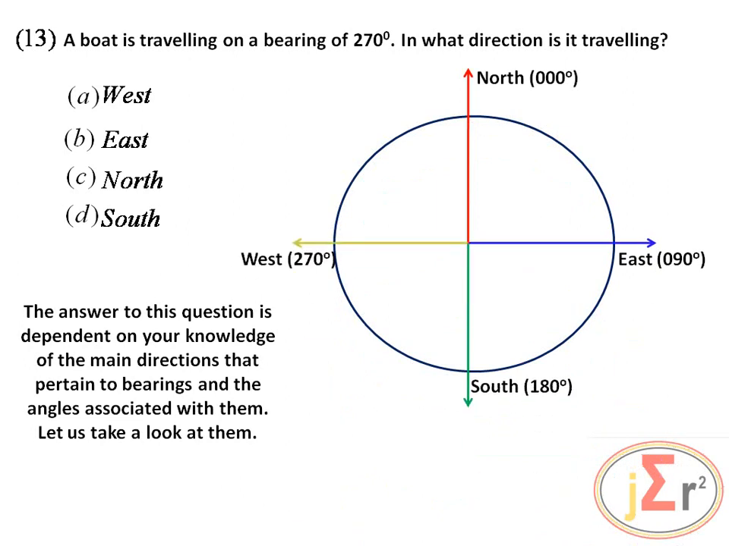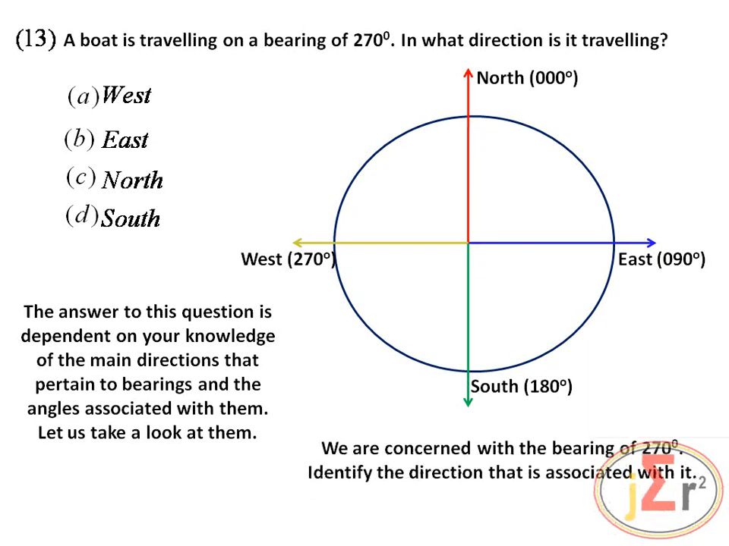North, east, south, west. Right. What are the angles associated with them? We have them right there. No problem seeing that. But we are focusing on the bearing of 270 degrees. Identify the direction that is associated with it, that is, with the 270 degrees. So we have the statement of the problem, 270 degrees. We have the direction, 270 degrees. And that is west. And that is option A.